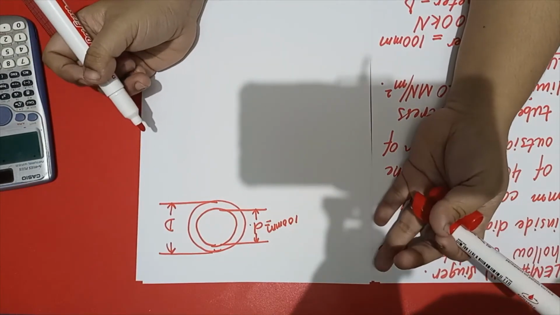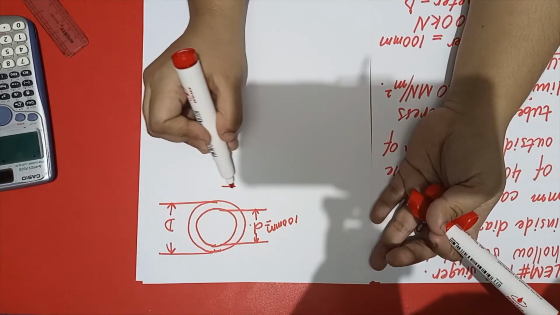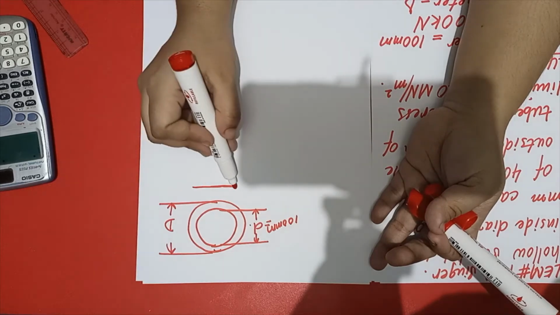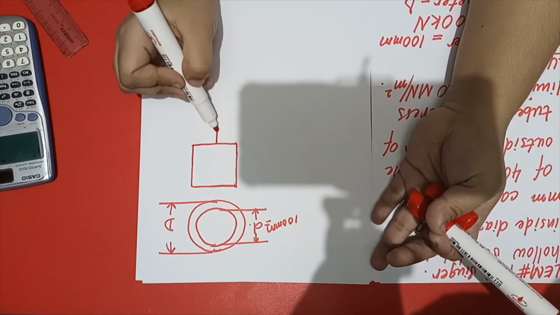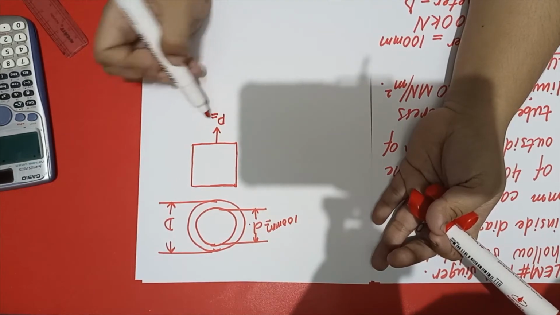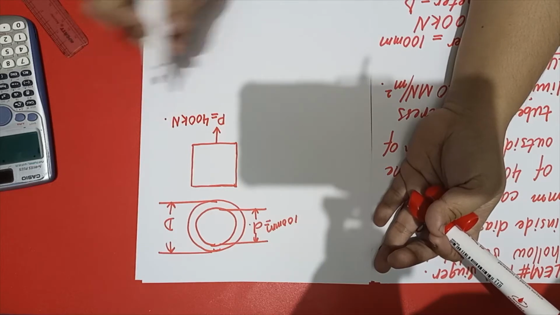What do we have to do? One more thing: the load is also given to us. So you will see the side view of this bar. When you see the side view, there must be the load over here, that is P, and it is given as 400 kilonewton.